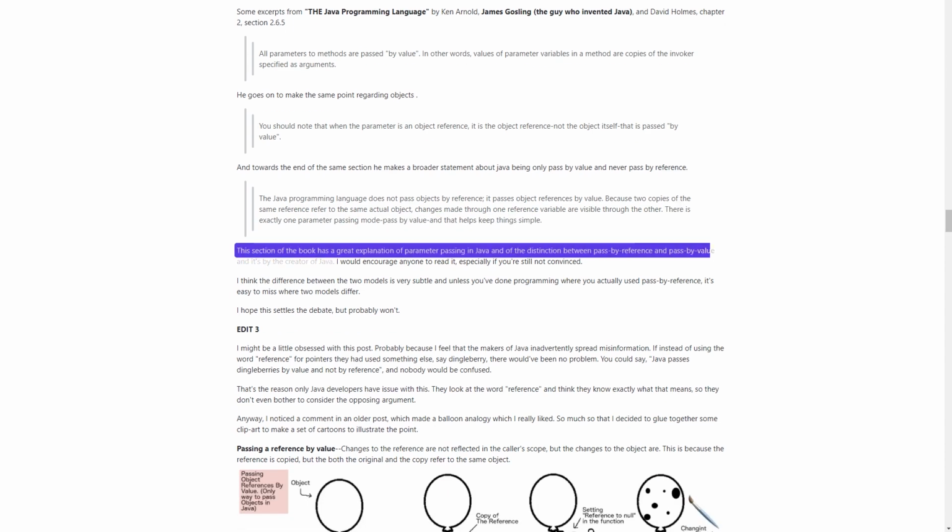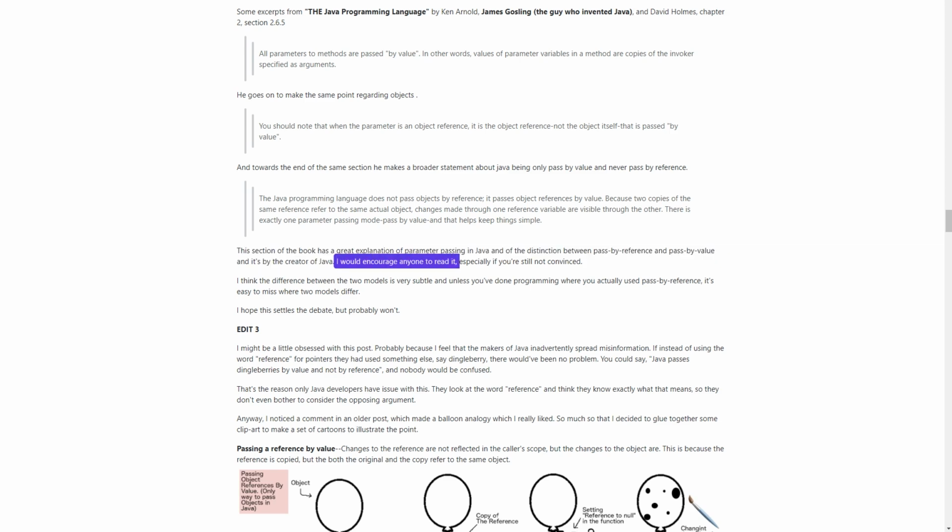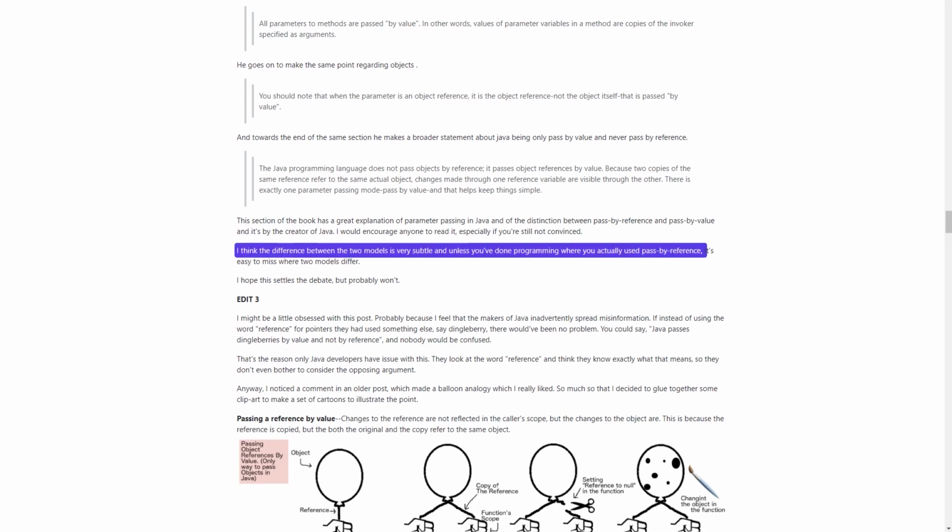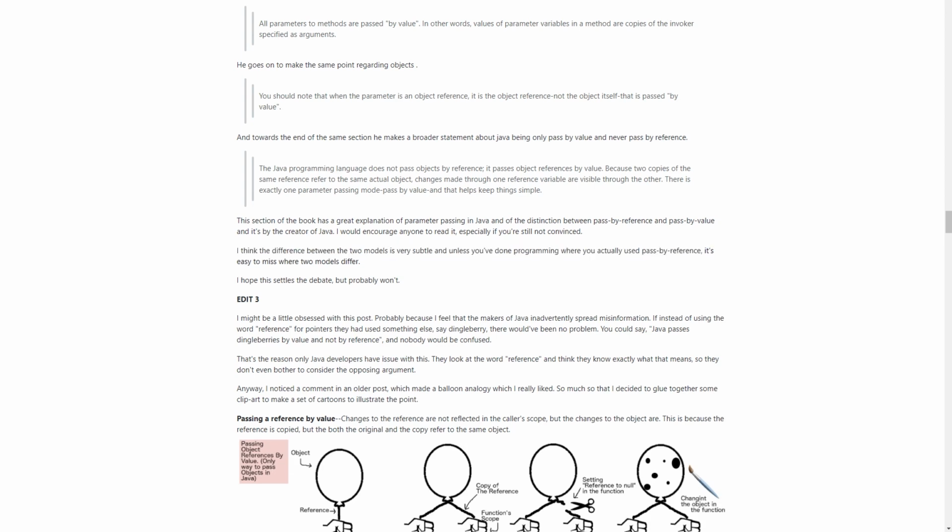This section of the book has a great explanation of parameter passing in Java and of the distinction between pass by reference and pass by value, and it's by the creator of Java. I would encourage anyone to read it, especially if you're still not convinced. I think the difference between the two models is very subtle, and unless you've done programming where you actually used pass by reference, it's easy to miss where the two models differ. I hope this settles the debate.